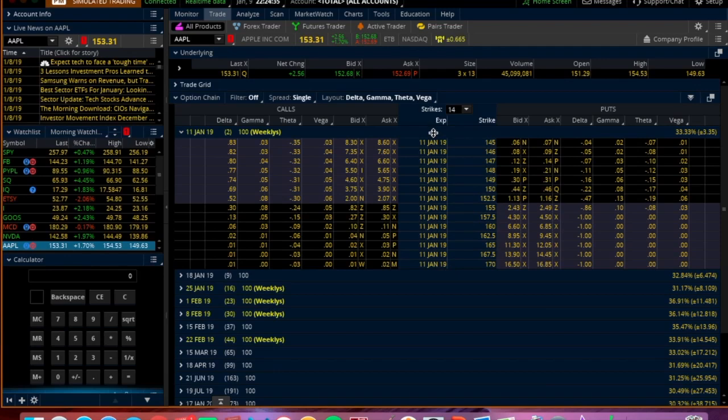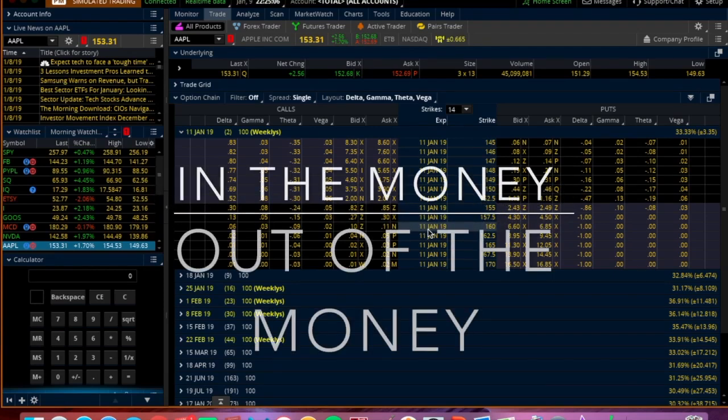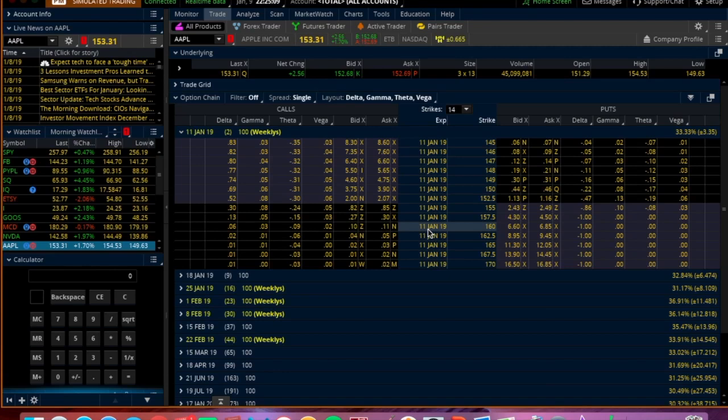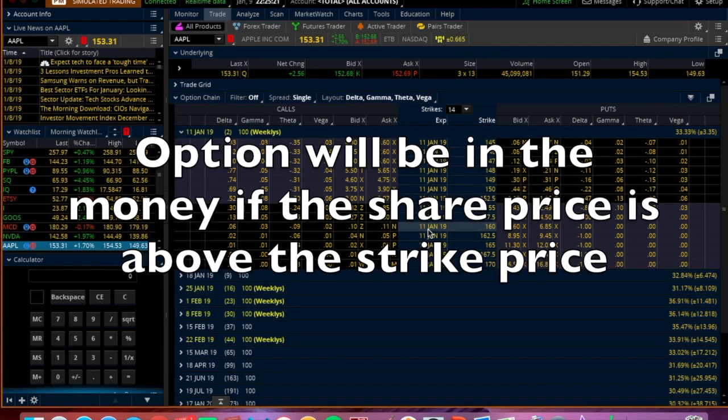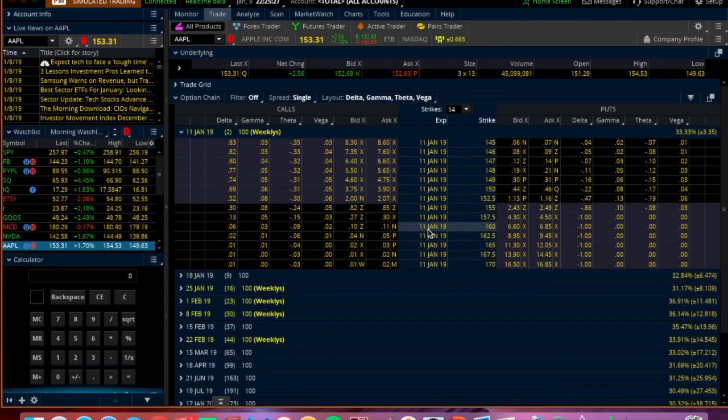So pretty much I want Apple to be going towards that $160 strike price, towards that $160 area before January 11th. If the actual price of the underlying stock, in this case Apple, does not reach 160 or above, then my contract is actually worthless. An options contract can be in the money or it can be out of the money. We'll just focus on call options for right now. The option is going to be in the money if the share price is above the strike price. The option is going to be out of the money if the share price is below the strike price.